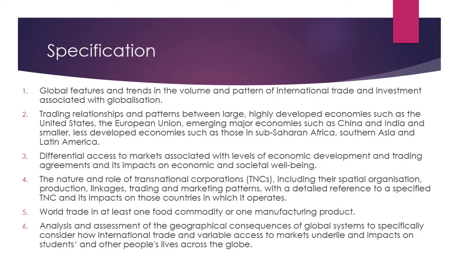So the specification section that we're looking at, the detail of that, is that we're going to be looking at global features and trends in the volume and pattern of international trade and investment associated with globalization. We're looking at trading relationships between highly developed economies such as the US and the EU, and also the ones that are emerging rapidly, such as China and India, and then those that are much less developed, such as those in sub-Saharan Africa, Southern Asia, and Latin America.